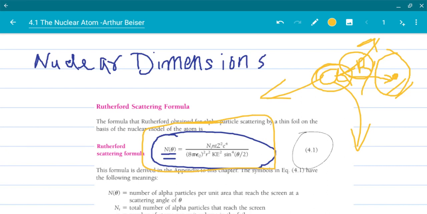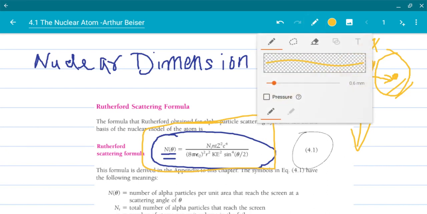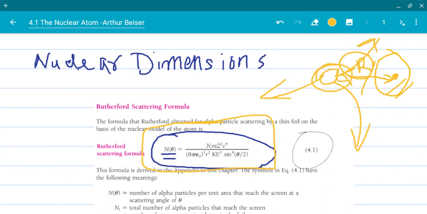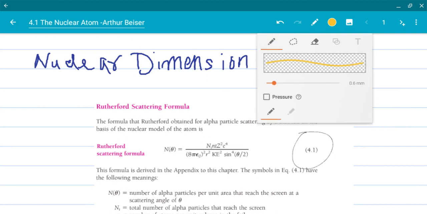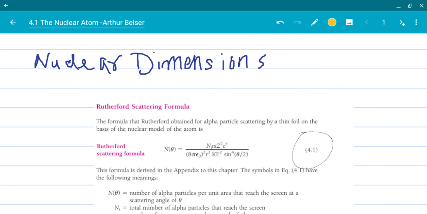Hi guys, welcome to another video in which we will be discussing nuclear dimensions. In the previous video we went over the Rutherford scattering experiment. Now, in order to investigate nuclear dimensions, there is one interesting thing that you should know about.